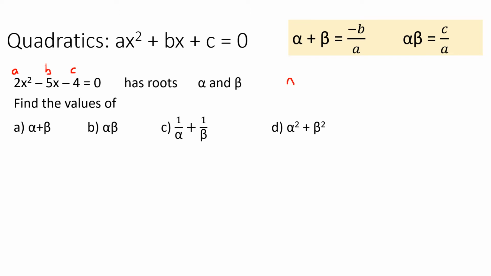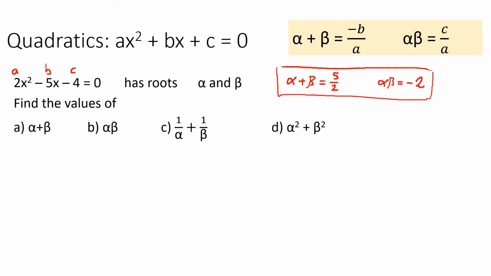So if we put that all together, that would tell us that alpha plus beta is equal to 5 over 2, because it's minus minus 5, and alpha beta is equal to c over a, so that's minus 4 over 2, so that's equal to minus 2. And do that before you do anything, because everything else is going to be manipulating using those expressions. So for part a, we just need to literally write down it's 5 over 2. For b, we just need to literally write down it's minus 2.